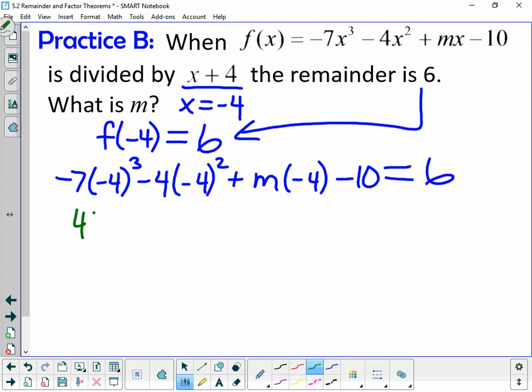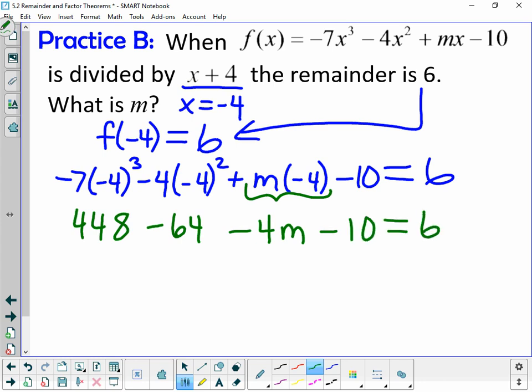is 448. Negative 4 times negative 4 squared is negative 64. This term right here, it's an m times a negative 4. So it's a negative 4m minus 10 equals 6.